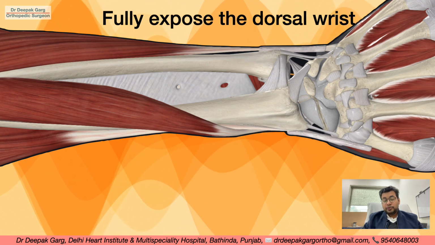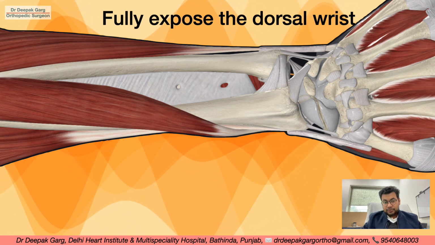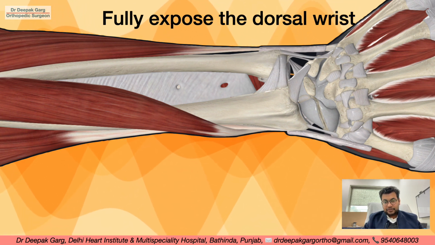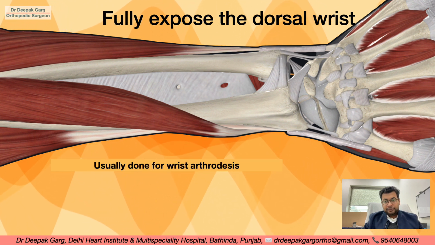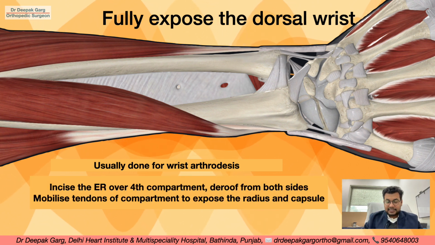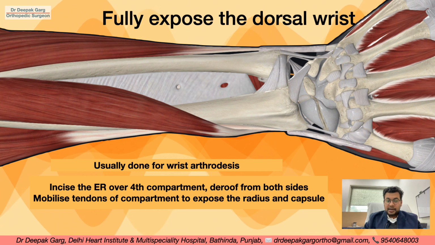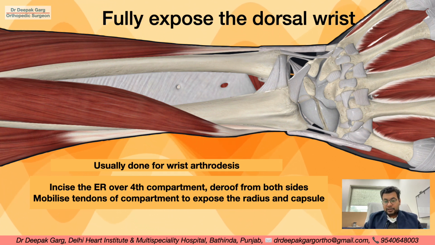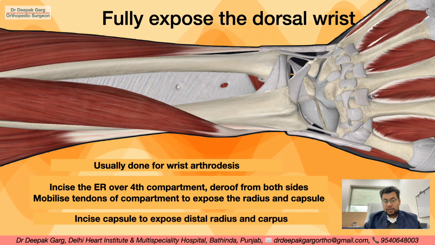Now if we want to fully expose the dorsal aspect of the wrist, we have shown here that we have fully exposed the dorsal aspect of the wrist. Usually we do it for wrist arthrodesis, and in this we incise the extensor retinaculum over the fourth compartment, and then deroof both sides of the compartments, and then mobilize the tendons of the compartments to expose the radius and the capsule, and we incise the capsule to expose the distal radius and the carpus.